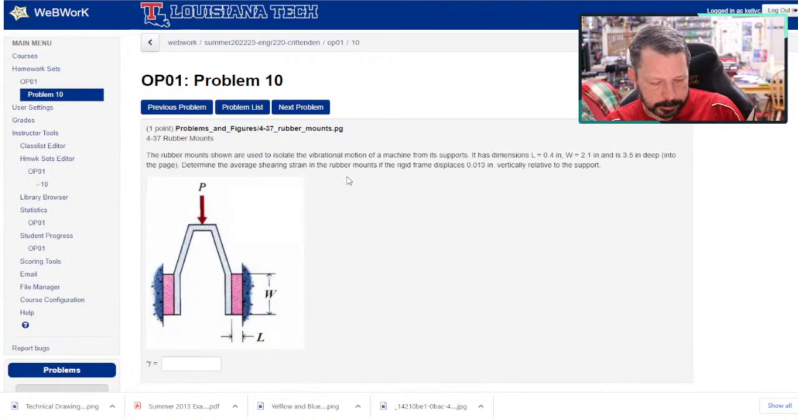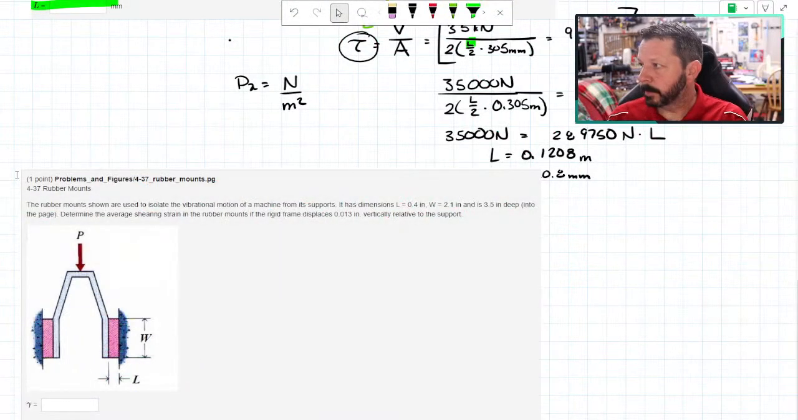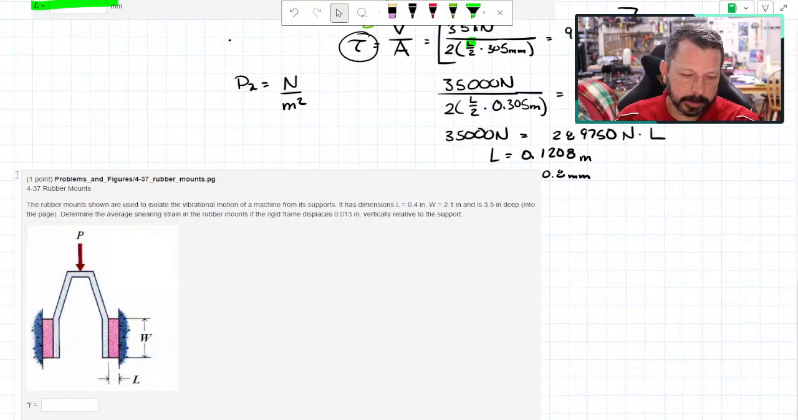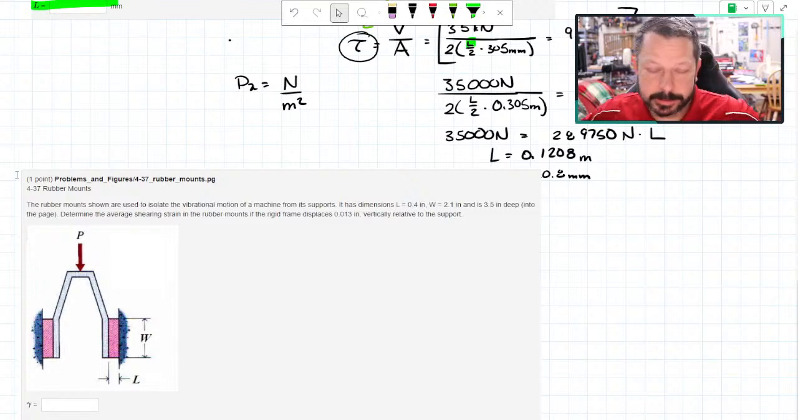I will do this one just because I don't know that I even put a shear strain problem on the exam, but just in case I did, let's do this one real quick. It's a quick one. All right, so what's going on here is the pink parts are rubber. And this little bracket, the upside-down U or V bracket, is allowed to move up and down. It's some kind of vibration isolation bracket.